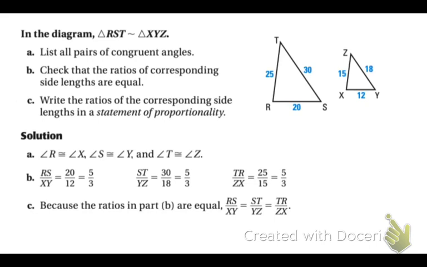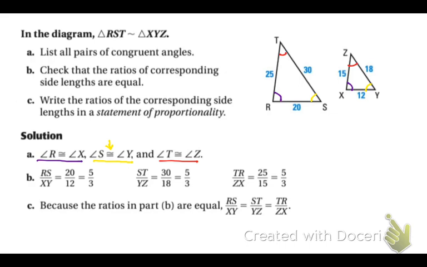Here's an example. In the diagram, triangle RST is congruent to triangle XYZ, and we want to list the pairs of all congruent angles. So, we know that R is going to be congruent to X. We know S is going to be congruent to Y, and there's that sign for congruence. And then we know T is congruent to Z. So again, that's half of the battle.